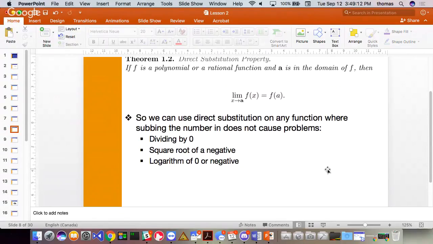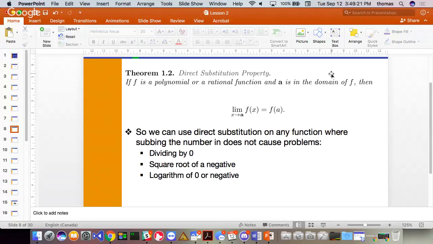Dividing by 0, square root of a negative number, a logarithm of 0 or negative, right? Logarithmic functions. And so we have this theorem: we can use direct substitution to find the value at a. So in this particular case, the limit of f(x) is equal to f(a), as we substitute a number in for a. For example, as x approaches 2, then we're actually passing 2 into the function. That's all we're doing, okay? And it's an estimate of how, as we approach that number, we never actually get there. Okay, this is why we do limits.